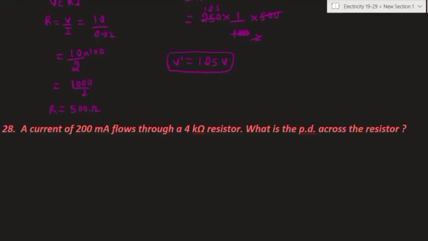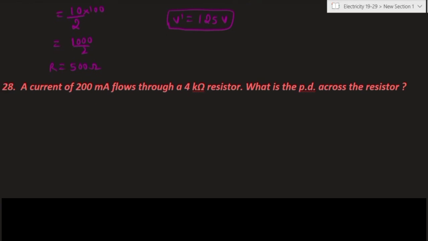Let us move to the next question now. Next question, what is the problem asking? A current, what he had given, current is equal to 200 milliampere, that is 200 into 10 to the power minus 3 ampere, and resistance is equal to 4 kilo ohm, that is 4 into 1000 ohm, that is 4000 ohm. What is the potential difference across the conductor?